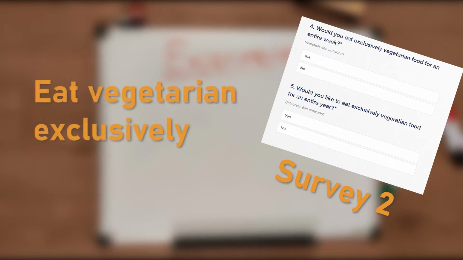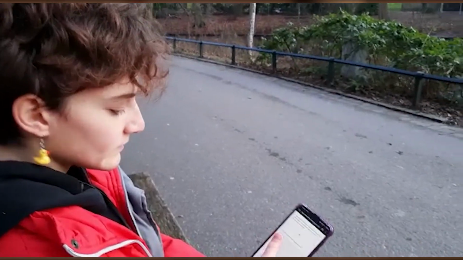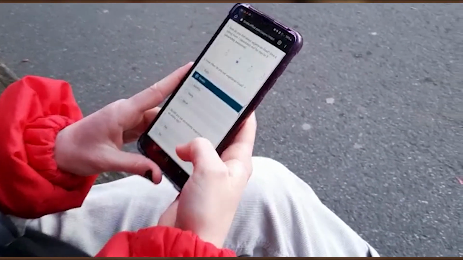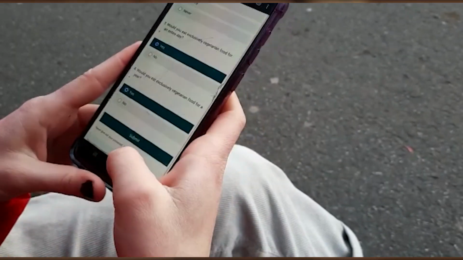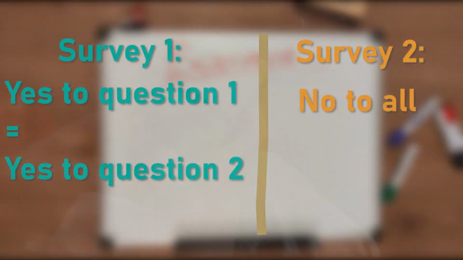In the second survey we asked people if they would eat vegetarian for a year exclusively. Our hypothesis is that people who do the first survey and say yes to the first question are more likely to say yes to the second question, and people who did the second survey are more likely to say no to the question of eating vegetarian food exclusively.